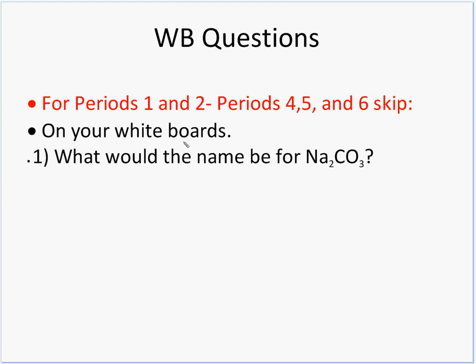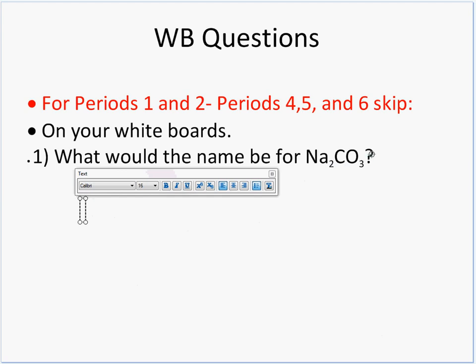Okay, so periods 1 and 2, on your whiteboards, what would the name be for Na2CO3? Pause the video till you're ready to discuss it. Okay, Na2CO3, I know that's an ionic compound because CO3 is a polyatomic ion, it's carbonate. So these ones are actually really easy to name. You just do the metal and then the polyatomic ion. So this would be sodium carbonate.